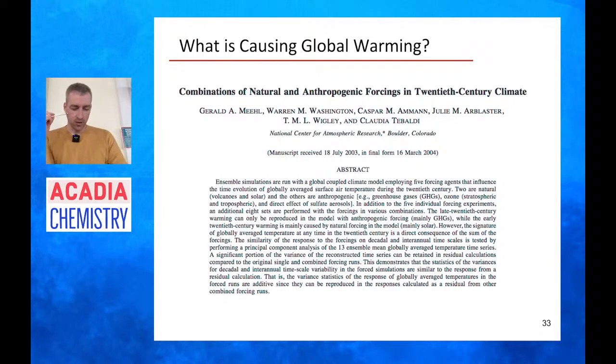So what is causing global warming? This is an old paper now. This is back in 2004 when the final form of it was actually received and published, where a number of climate scientists used data that they had, and they used simulations and they used forecasting to try to look at a number of possible factors that could potentially give rise to global warming.